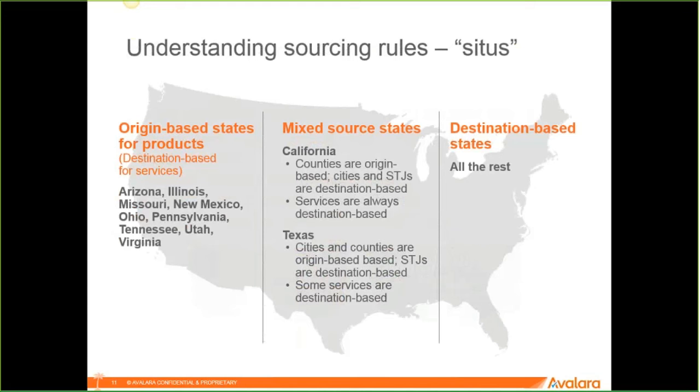And if you have the fortunate opportunity to work in California or Texas, you run into a mixed sourcing environment. In California, some of the counties are origin-based, and some of the cities and special jurisdictional taxes are destination-based, while services can always be destination-based. In Texas, it's a little bit backwards: cities and counties are origin-based, special jurisdictional taxes are destination-based, and some services are destination-based. So as you can imagine, if you're expanding into a lot of different states, there's a lot to pick up on and a lot to configure properly in your financials, whether it's GP or AX.